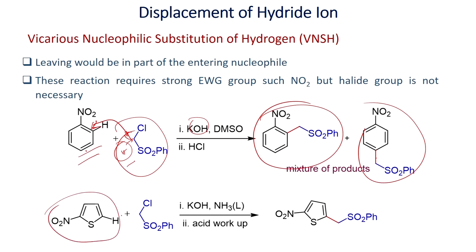Here also shown another example where, just as we have seen here, the substitution reaction can take place. The base can deprotonate, you generate the carbanion which can act as a nucleophile which can undergo addition followed by elimination reaction. You will be able to make the substituted thiophene derivatives.